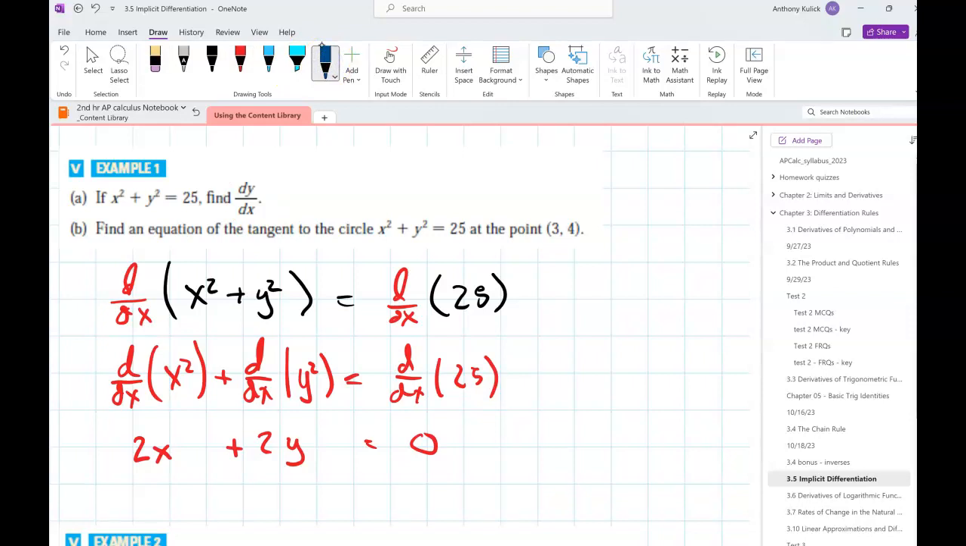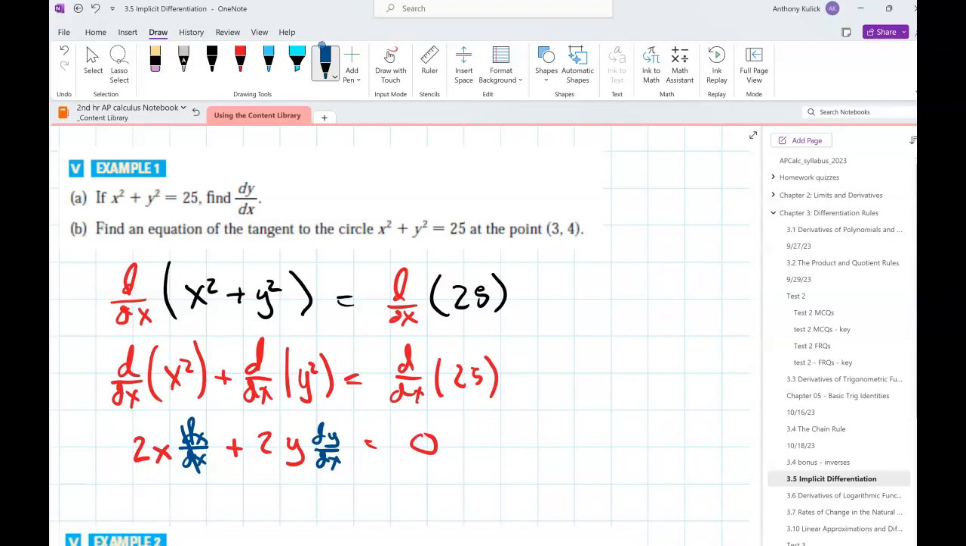So technically here, we need to use the chain rule. When I do the derivative of x with respect to x, I get technically a dx over dx, and that's just 1. When I take the derivative of y with respect to x, that creates a dy dx. I need it to still be there, because that's now what I need to get by itself.